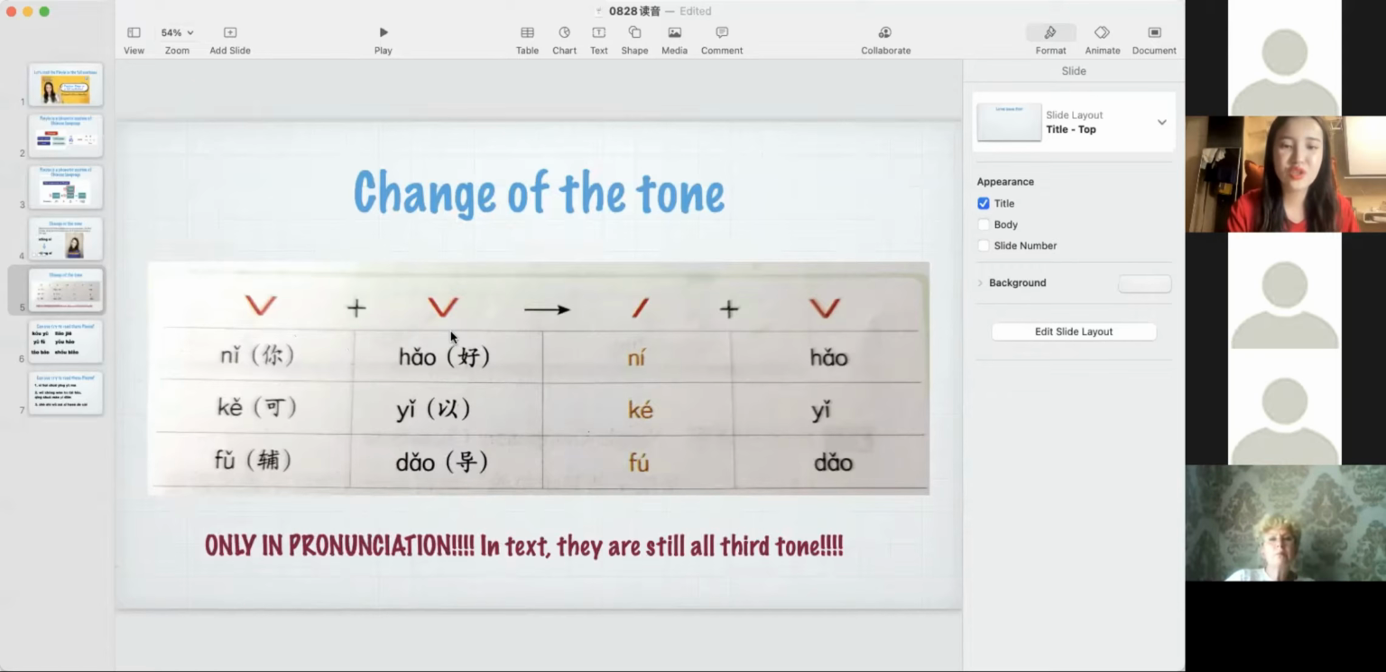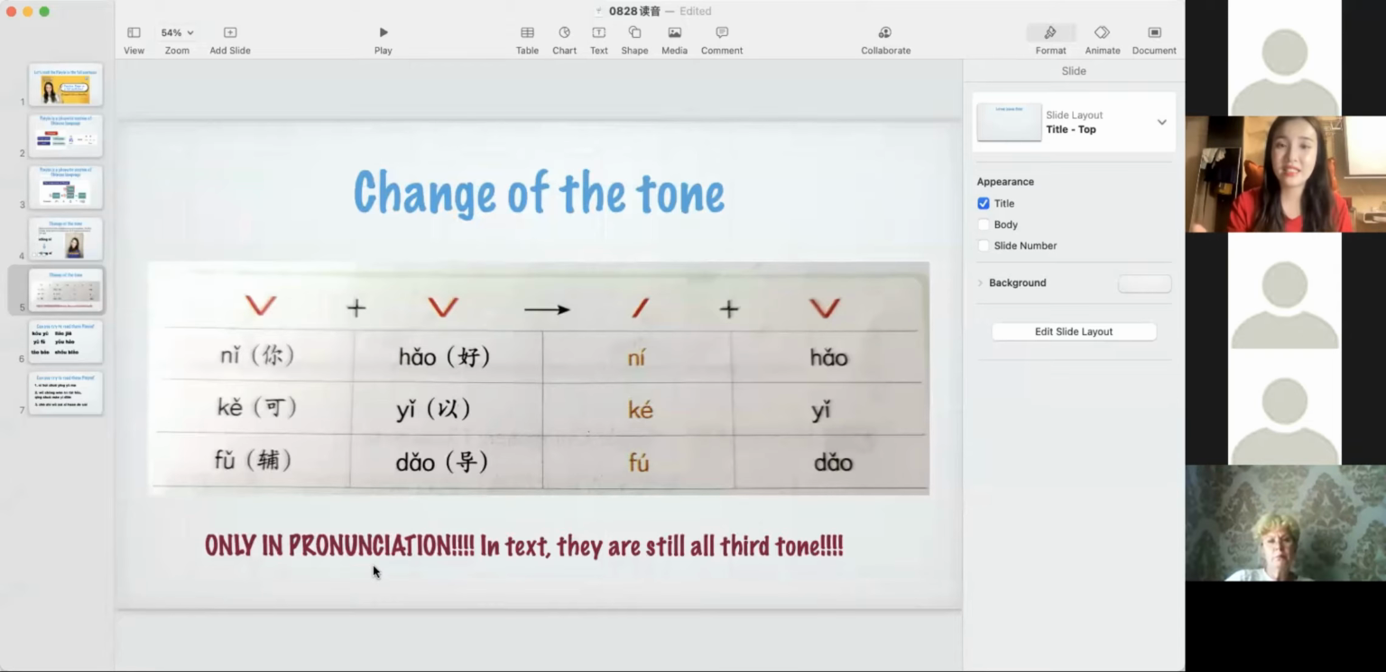You still need to put the third tone on the top. You cannot change to the second tone. This is only in pronunciation. For the important thing, I need to repeat it 3 times in order for you guys to remember.